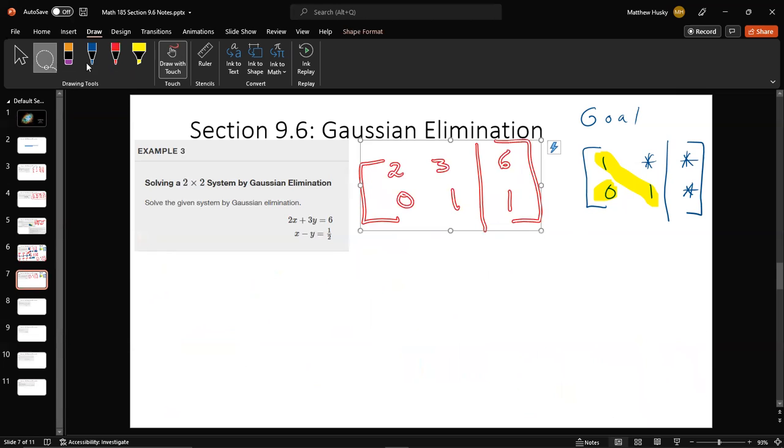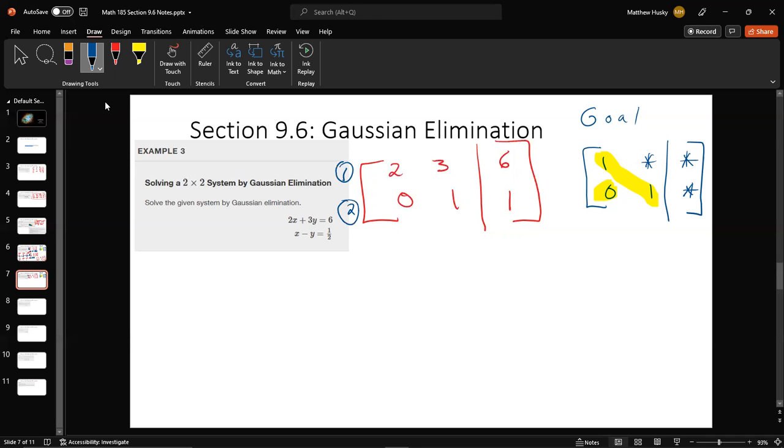So now what I'm going to do, again, this is row 1, and this is row 2. Now my goal is to make this upper number, which is currently a 2, into a 1. So the way I'm going to do that is I'm going to do 1/2 times row 1, and that will equal the new row 1. So that's where I'm going to put my answer.